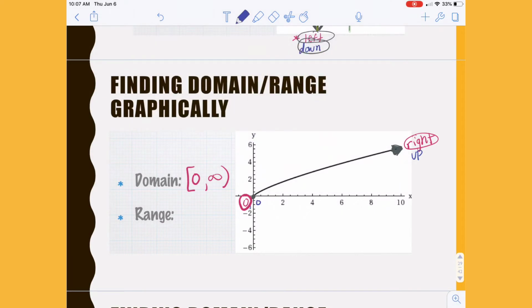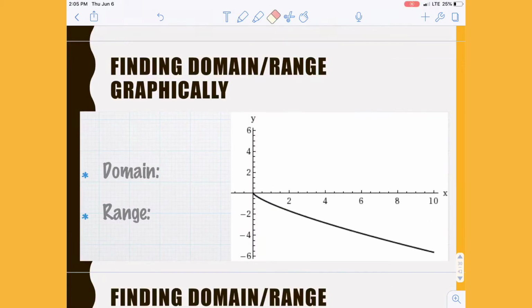And when I look at the smallest y value I have, it is 0 included. And I'm headed up, which is also positive infinity. Now, it is by coincidence that our domain and range in both of the problems we've done so far are the same thing. That does not always happen, so make sure you don't expect to see that all the time.